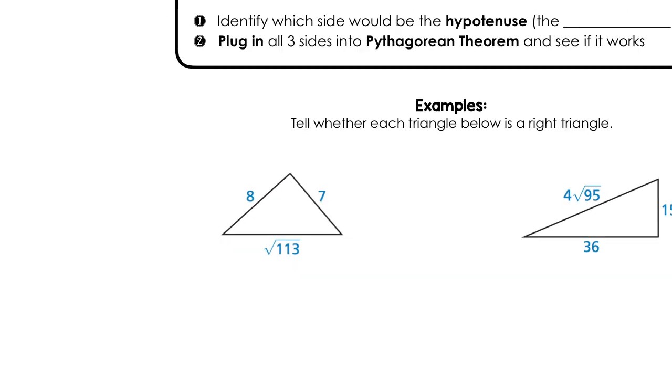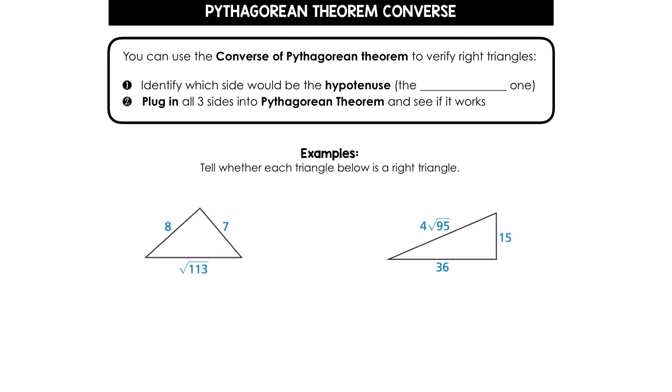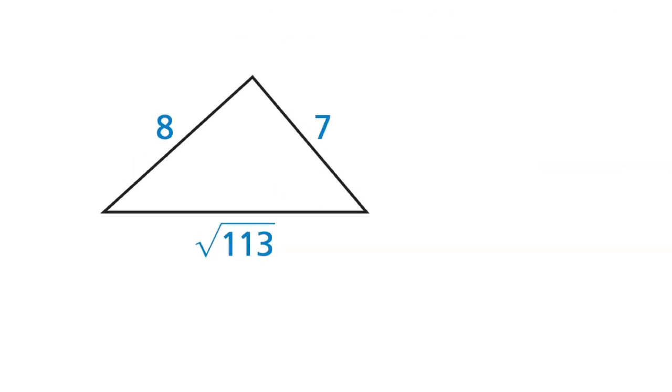And it's pretty simple. So the first thing you want to do is figure out which side would have to be the hypotenuse. And that's just going to be the longest side. So you just have to figure out which number is the biggest, basically. And then you're going to plug in all 3 sides into Pythagorean theorem, and you're just going to see if it works. So let's take a look at this first one.